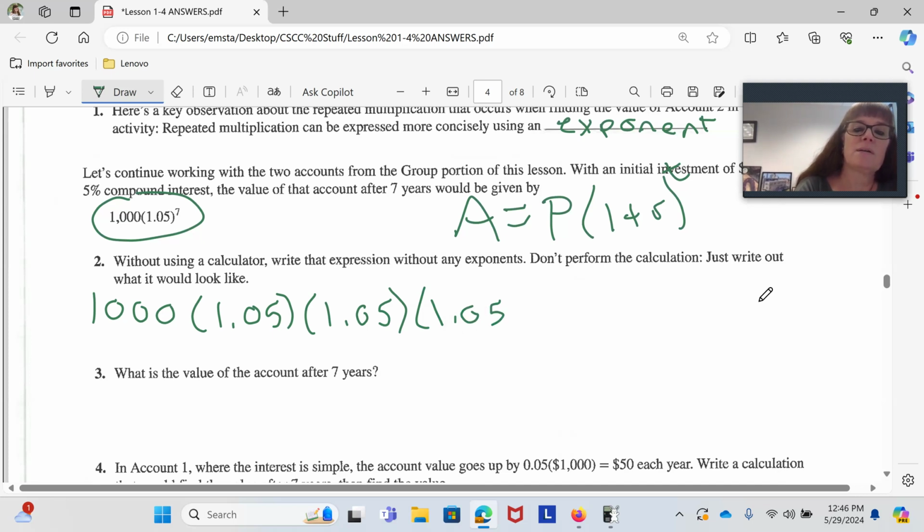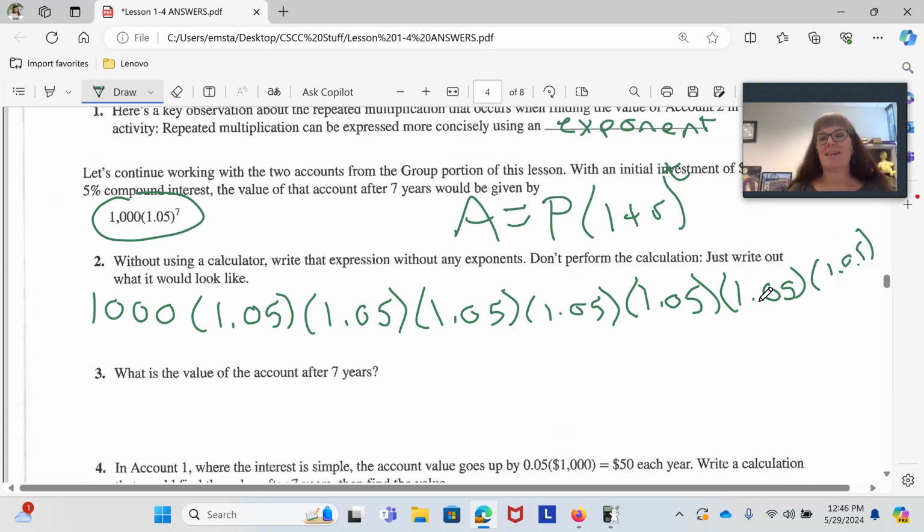There's 3, 4, 5, 6, and 7. Yeah, I almost fit it in. I tend to write too big. And then number 3, they want you to calculate it. They want to say, okay, let's find that answer.